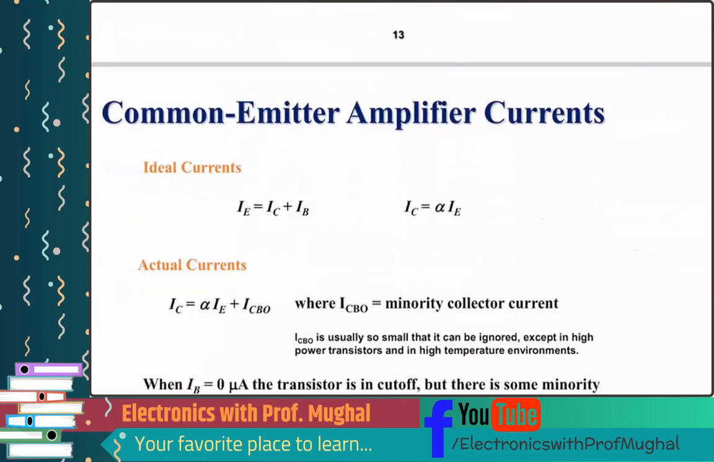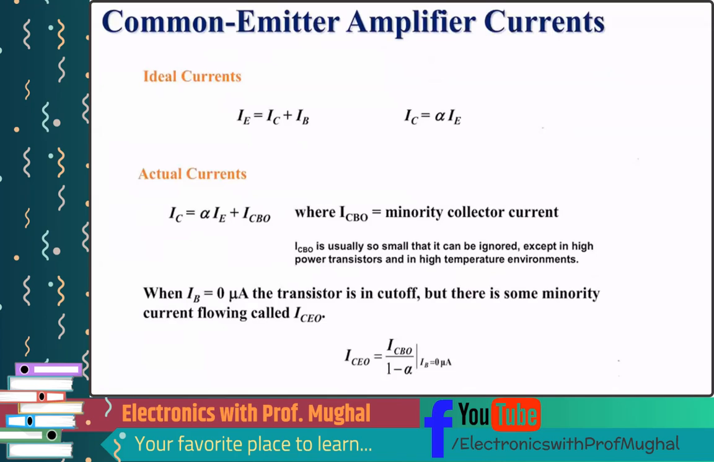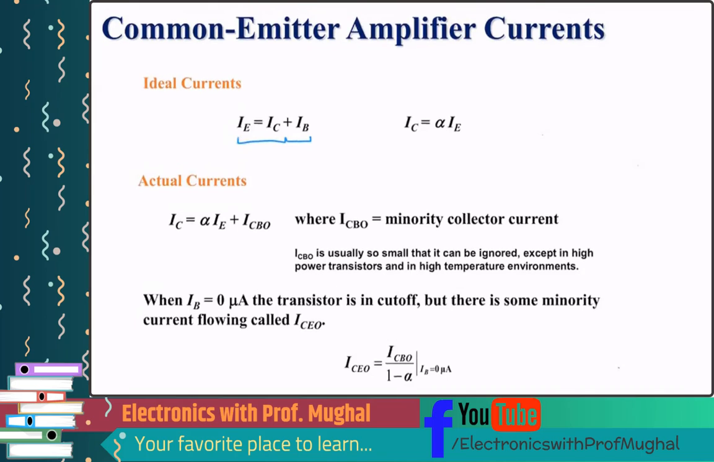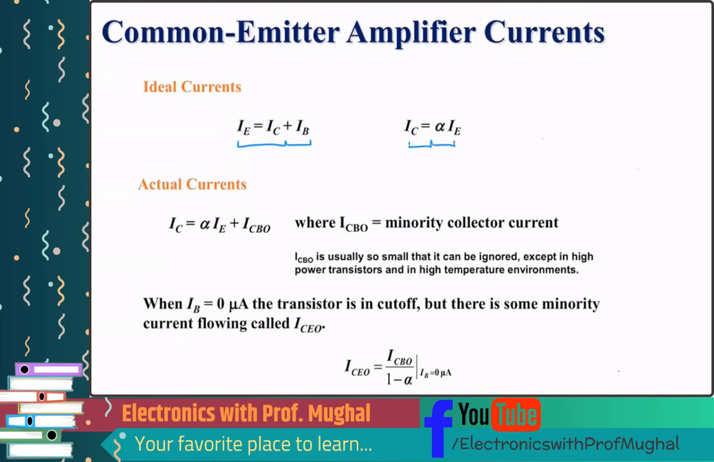So we got common emitter. Let's look at common emitter amplifier currents. We all know this equation, we are familiar with it: IC equals alpha IE. How do we get to this point? Let me make a block diagram of a transistor. This is your emitter terminal on the left, this is your base terminal in the middle, and this is your collector terminal on the very right. This is going to be IE, this is going to be IB, and this is going to be IC.